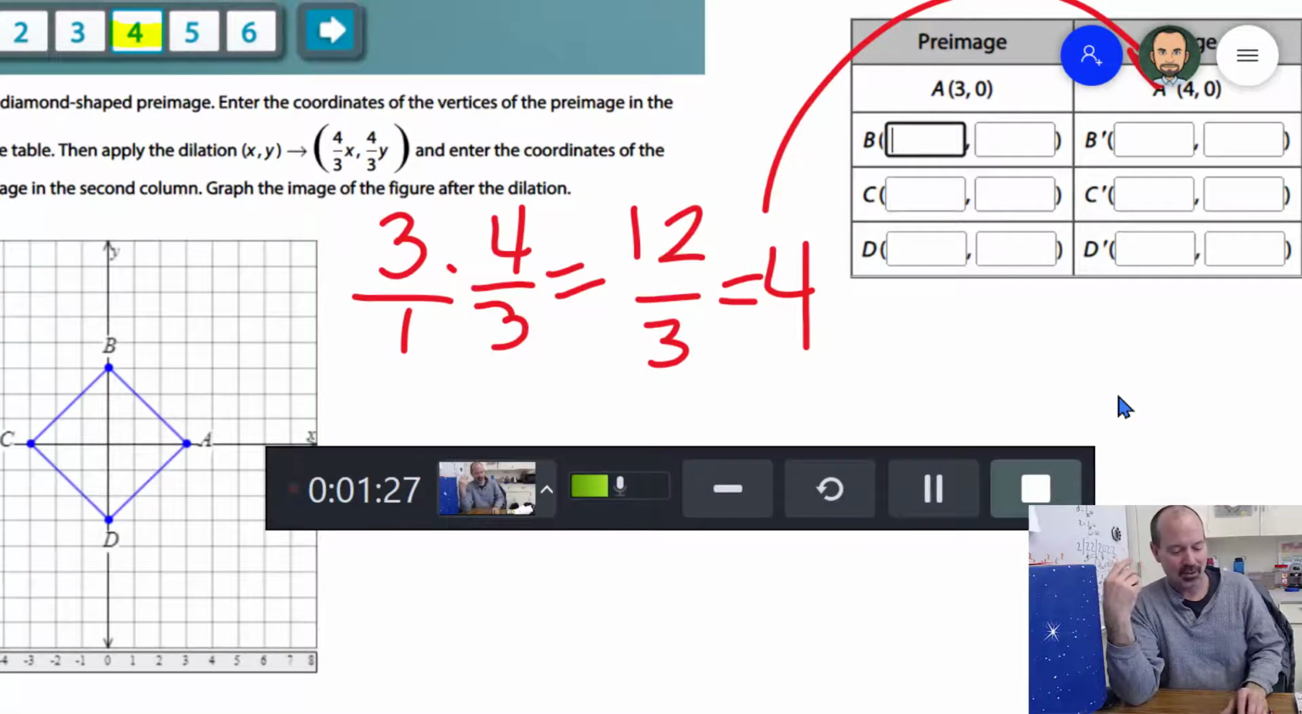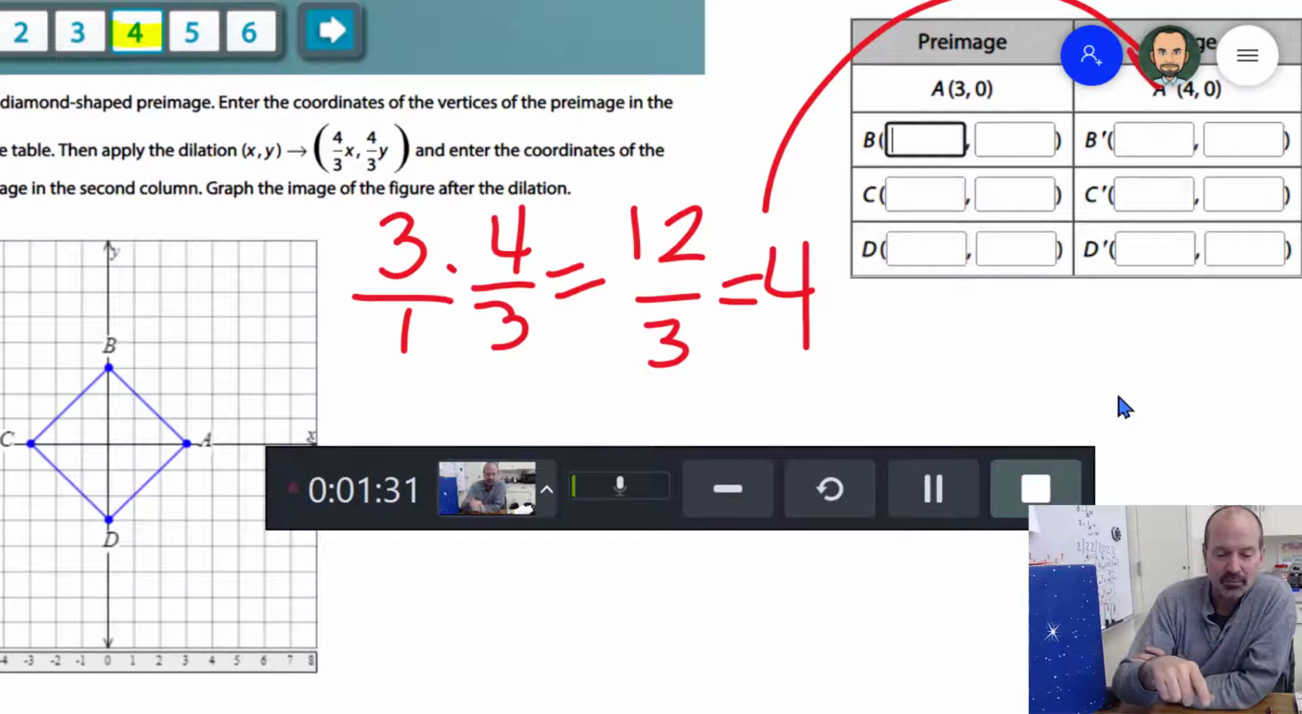Very similarly, all the other ones are going to follow the same pattern. Notice the y coordinate was 0, but 0 times 4/3 is still 0. That's why there's a 0 over here as well.